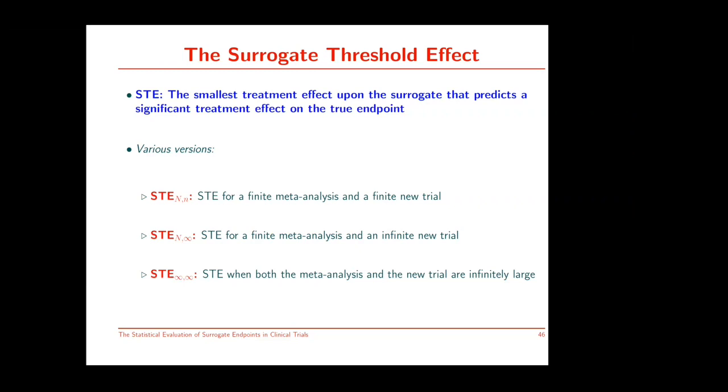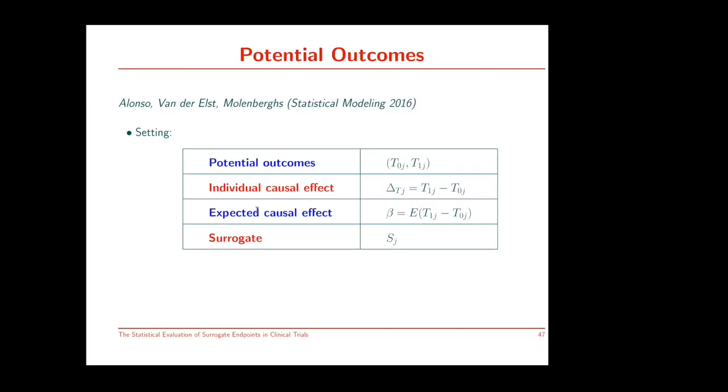And of course, that's not a universal thing. It depends on the number of trials in your meta-analysis. It depends on the size of the trials in your meta-analysis. And of course, it's going to depend also on the size of your new trial and the actual treatment effect.